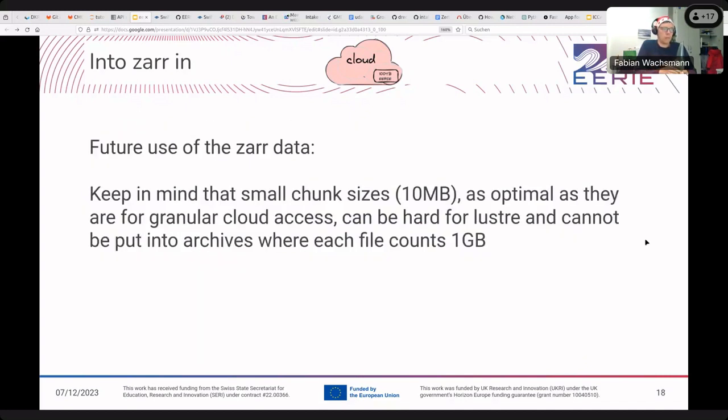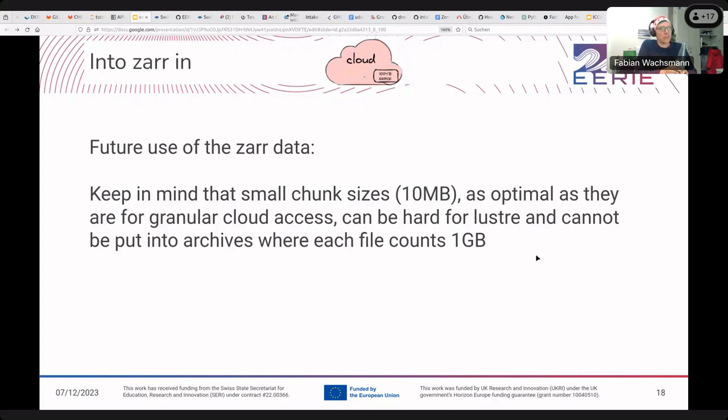Which we also need to consider is if we want to use the ZAR data afterwards for something else, for example, transfer it into the archive. These small chunk sizes, if we move that to a local file system, these are files, the 0.0.something. And these are small files. And for example, in the archive, each file counts 1 gigabyte. So if you have 10 megabyte chunk size and we transfer it to the archive, then that fills the archive too much.